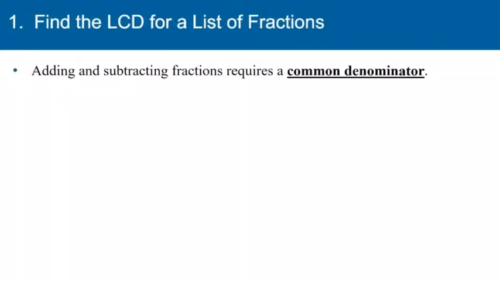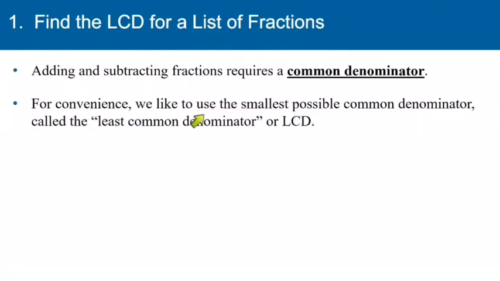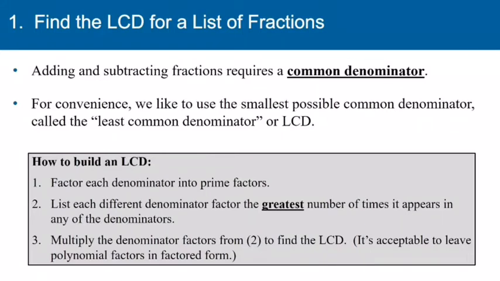Okay, first of all, as you know from adding and subtracting regular fractions that don't contain variables, adding and subtracting fractions requires a common denominator. You can only add and subtract fractions if the denominators are the same. Now, just for the sake of convenience, we like to use the smallest possible common denominator, and that's called the least common denominator. Least because it's the smallest, and we usually abbreviate least common denominator as LCD. So here are the steps for how to build an LCD.